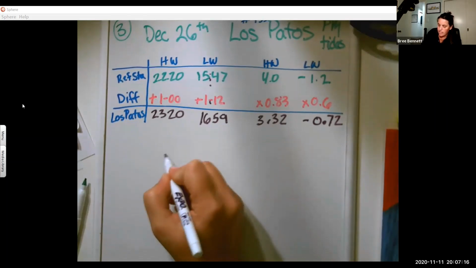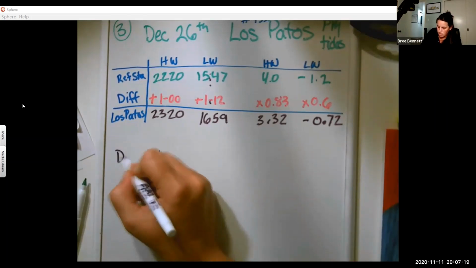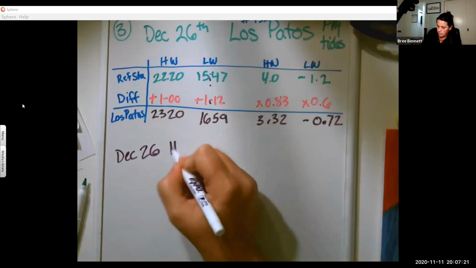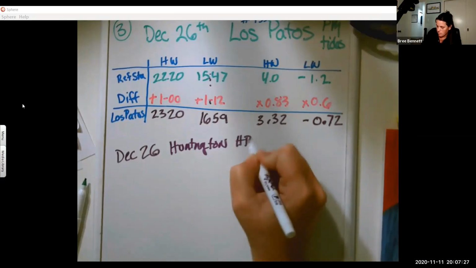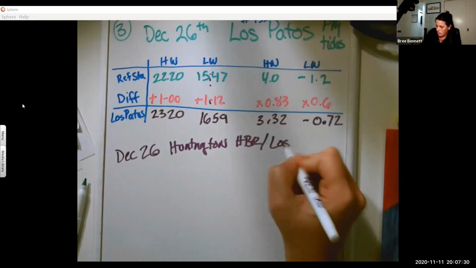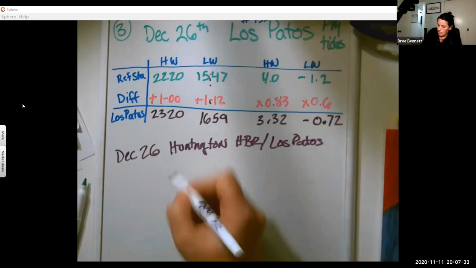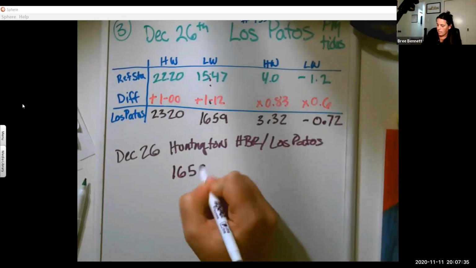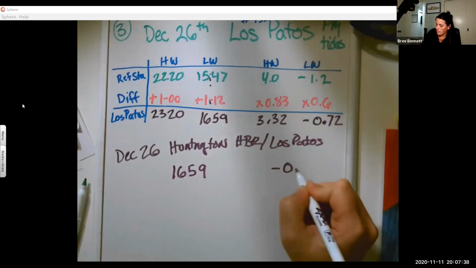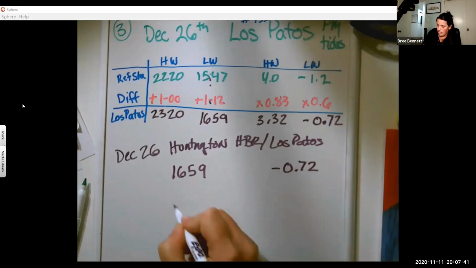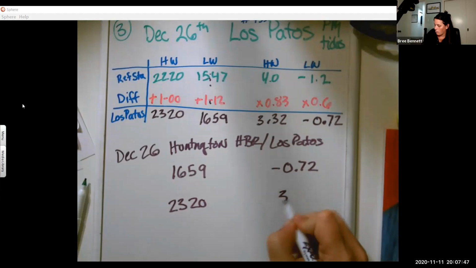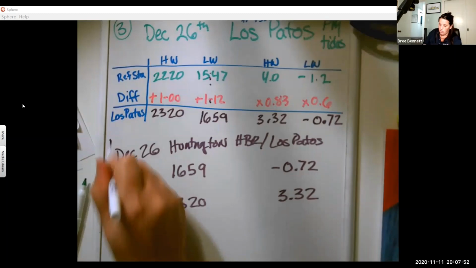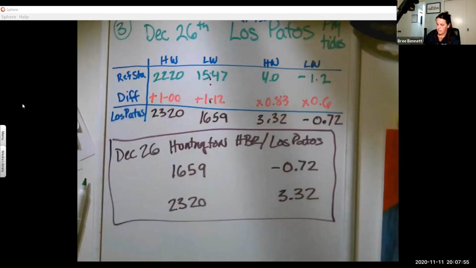So I have in Huntington Harbor / Los Patos at 1659, I have negative 0.72. At 2320, I have a 3.32 tide. So these are the tides I'm looking at.